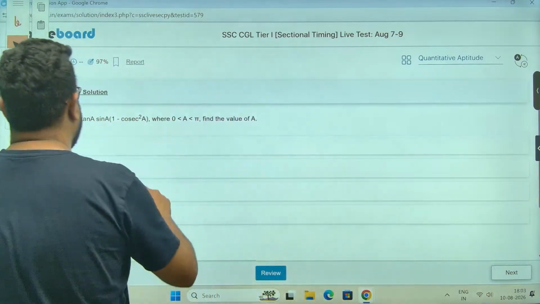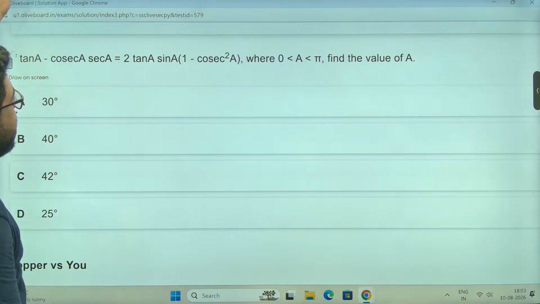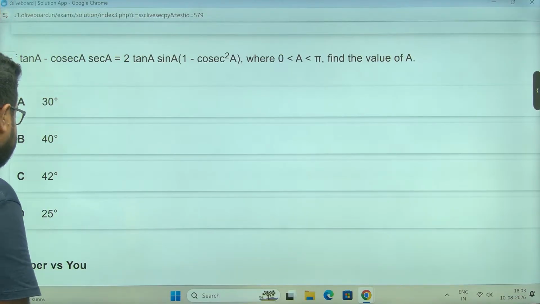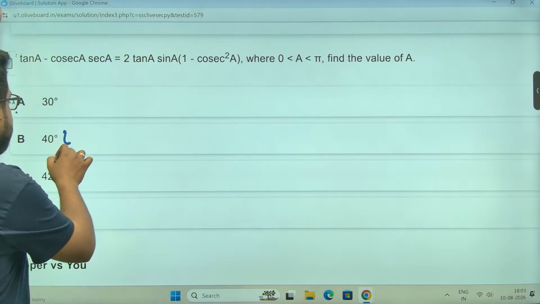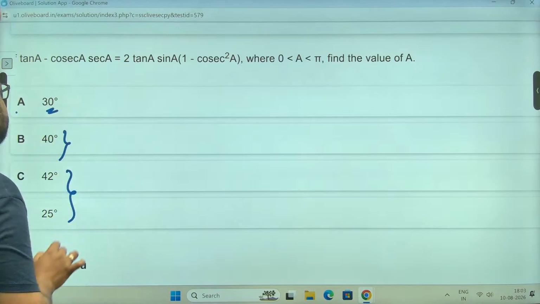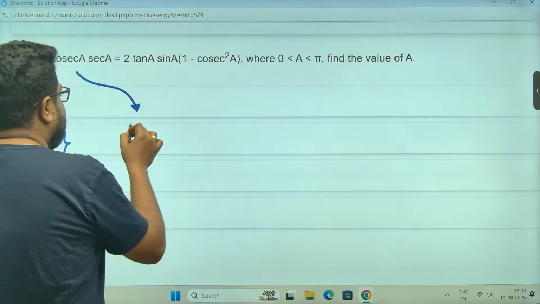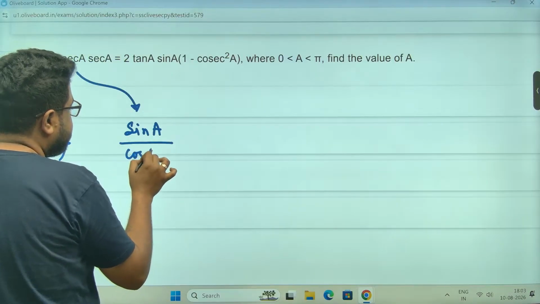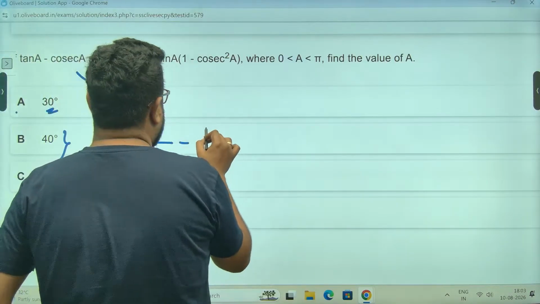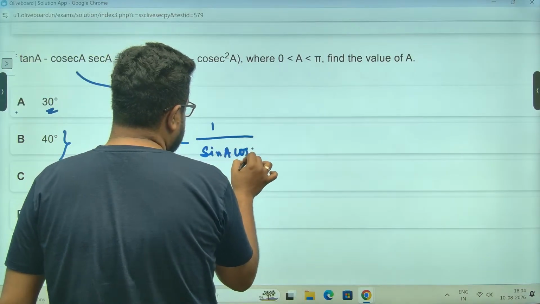Next one. Let's see what they have given. Tan A is this. Sir, you can put the A value they are asking. Sir, these two values I don't know. These two, this also I don't know. Let's check for 30. This only I know. I'll not put the values because I don't know 3 out of 4. Tan A meaning, sir, sin A by cos A, minus cosec A into sec A, meaning, sir, 1 by sin A cos A.